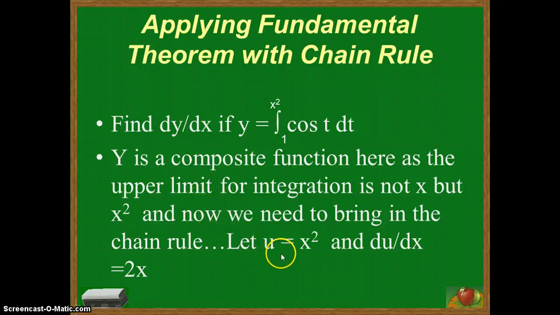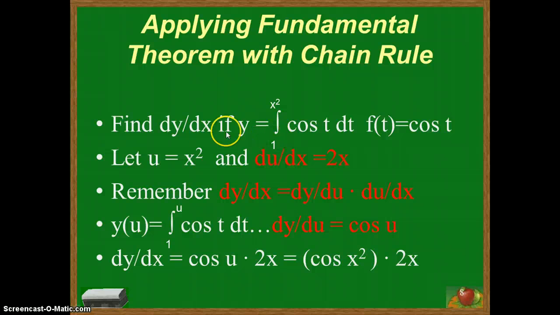Let's let u equal x squared, and let's let du/dx be 2x. Okay, so here we go. dy/dx, I just retyped this. This is the problem. f of t would be cosine of t here. If we let u equal x squared, du/dx is 2x. Remember, one way to express the chain rule: the derivative dy/dx equals the derivative of the outside function times the derivative of the inside function.